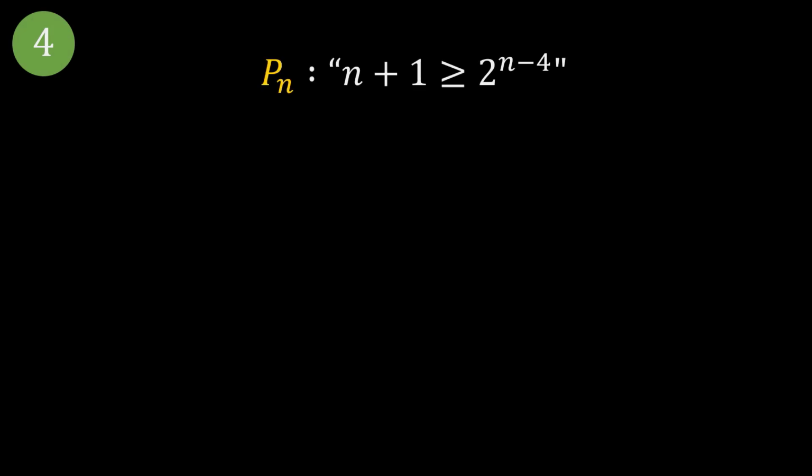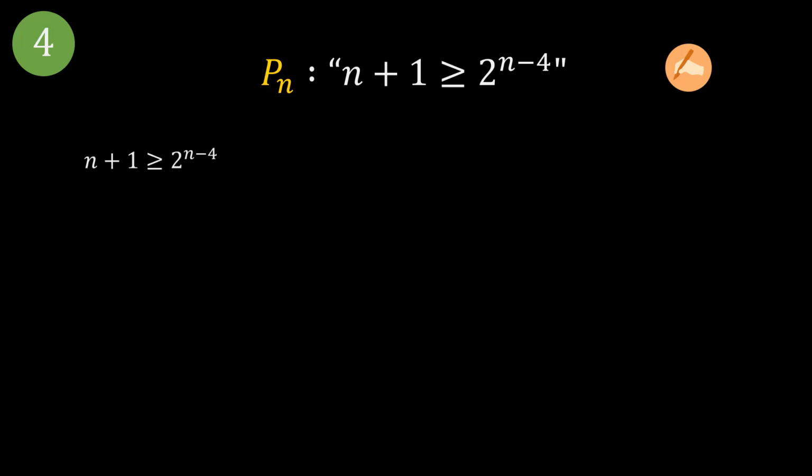The last example is the most special. In this example, P is: n plus 1 greater than or equal to 2 to the power of n minus 4. We start with the induction step. As usual, at this point, I suggest hitting pause and thinking for a moment.